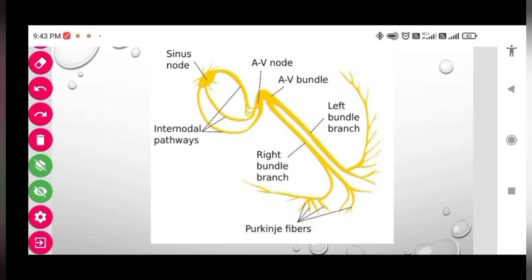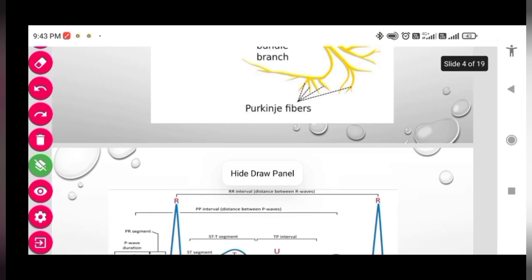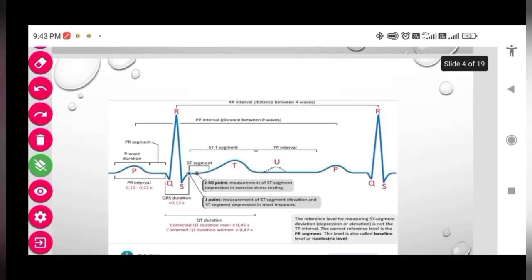Next, coming to the different waves, intervals, and segments on an ECG paper. Let us come to the first wave, that is the P wave. It is a positive deflection wave on the ECG paper. Why does the P wave occur? It purely denotes the atrial depolarization.